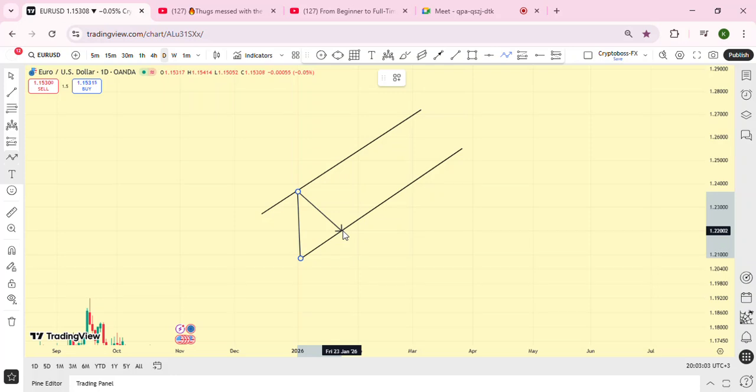Okay, so we are talking now of a head and shoulders. And remember, it's a reversal pattern, so we have to get it when the market is in an uptrend. And head and shoulders is a sell signal. So this is what happens.